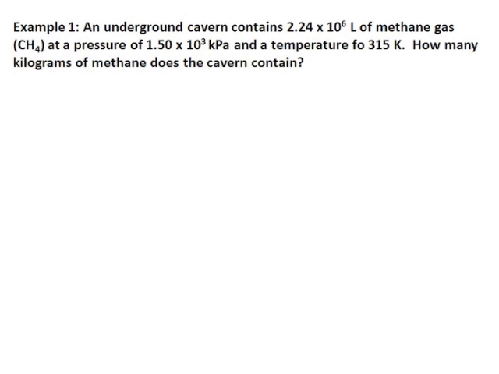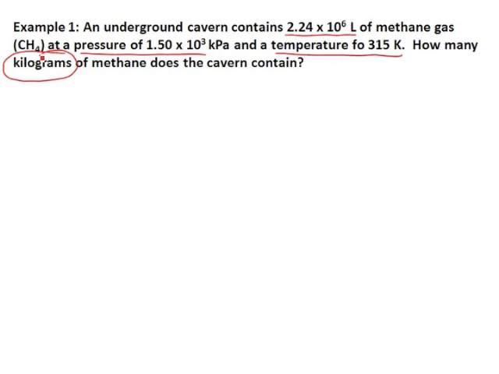All right, this is the first problem on your flip notebook, so you should have your flip notebooks out. It says that an underground cavern contains 2.24 times 10 to the 6 liters of methane gas at a pressure of 1.50 times 10 to the third kPa and a temperature of 315 K. How many kilograms of methane does the cavern contain?